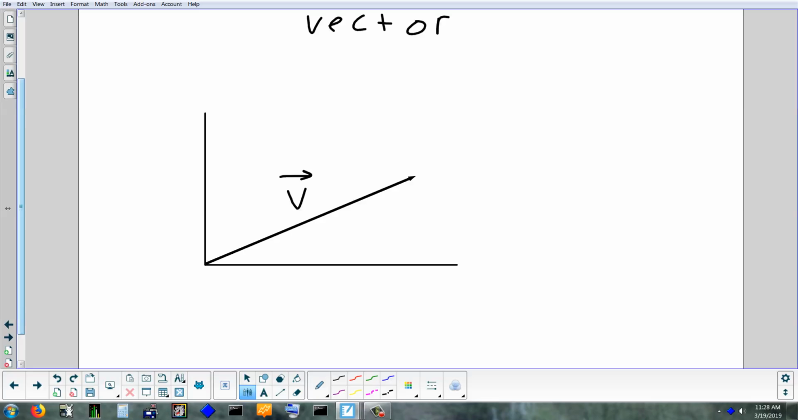In order to split that vector up, what shape do you think I can draw out of the vector that's there? Yeah? A triangle. Okay, so we're going to make a triangle. What kind of triangle? A right. Yeah, we're going to make a right triangle. And the way we're going to do it, it's going to go like that. So now you've got the bottom side. Think of that as your horizontal component and the height, that's your vertical.